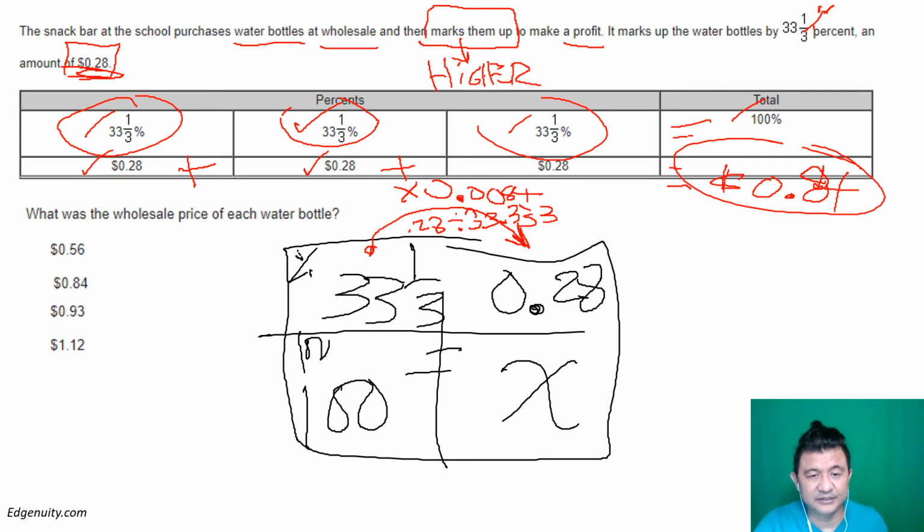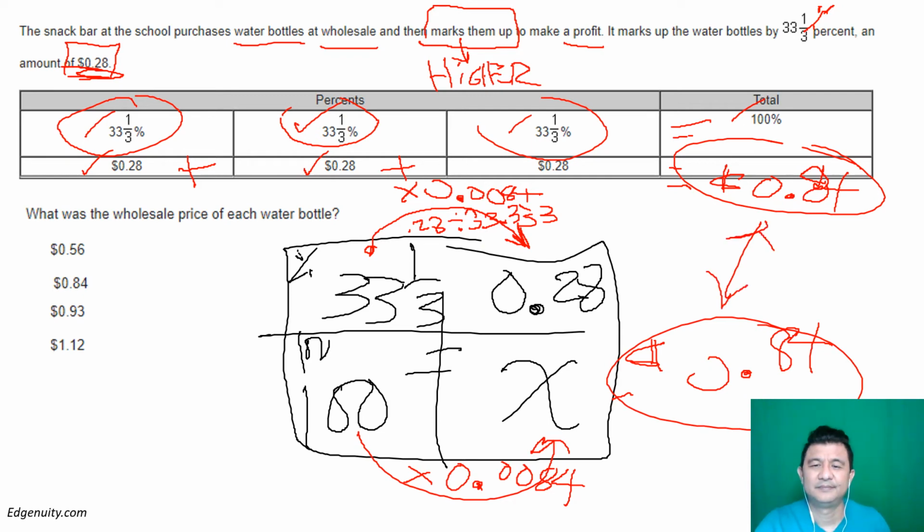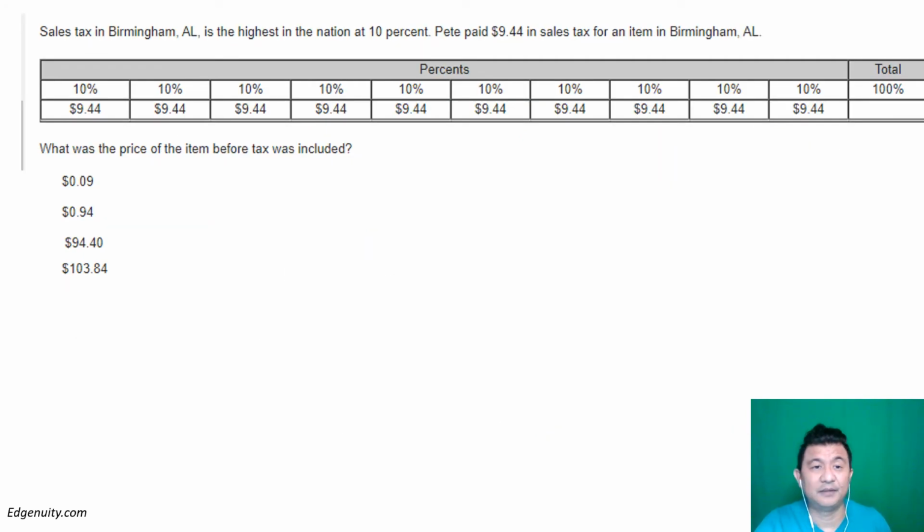Okay, so therefore at the bottom, times 0.0084. And 100 times that will also give me what? 0.84. All right, so it's the same answer. Okay, let's now move on to the next problem.